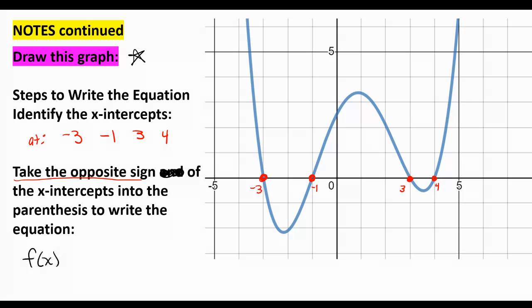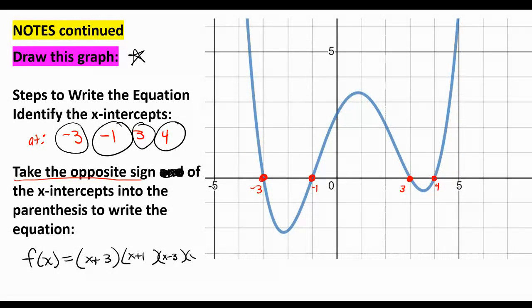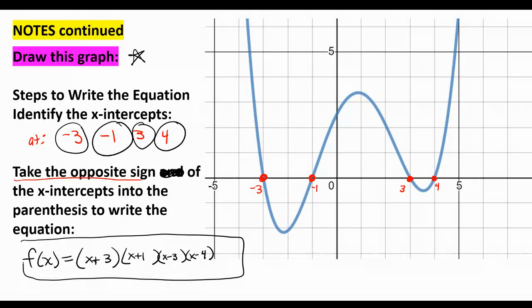So start your equation with f of x equals. This one would be x plus 3, the next one will be x plus 1, the next one will be x minus 3, and the last one will be x minus 4. And there is your equation for that graph. So make sure that you hit pause on this video while you get yourself caught up.